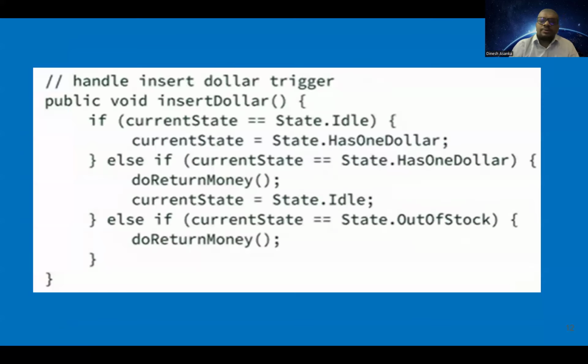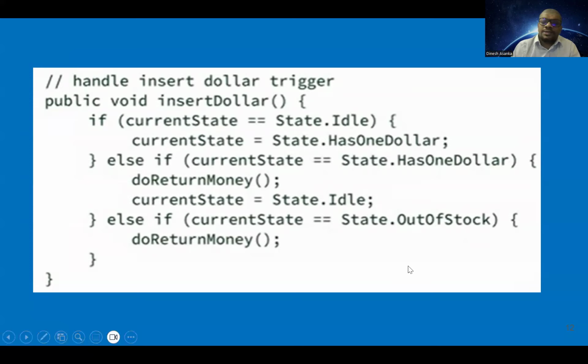Right. So then you insert a dollar. So let's see how you are going to implement the insert dollar event. If the current state is idle, then during the insert dollar, the current state will become has $1. And if the current state is has $1 and you are inserting another dollar with this method, then you return the money and set the current state to idle.